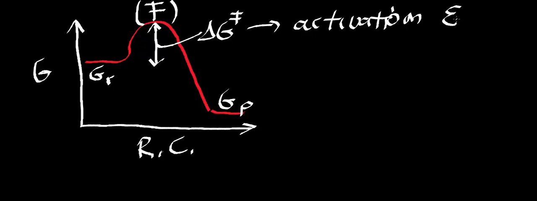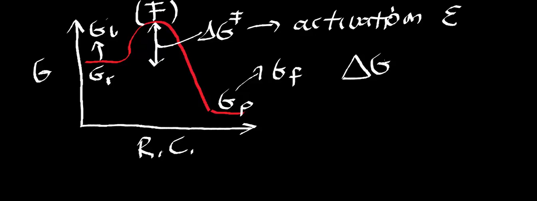Now one important thing that comes out of this reaction is that the products are lower in energy. Another way we can define the free energy of the products is the final free energy, and another way we can define the free energy of the reactants is the initial free energy. So if you were to take delta G of this reaction, you'd have the final free energy minus the initial free energy.